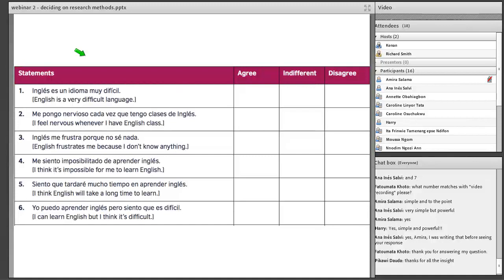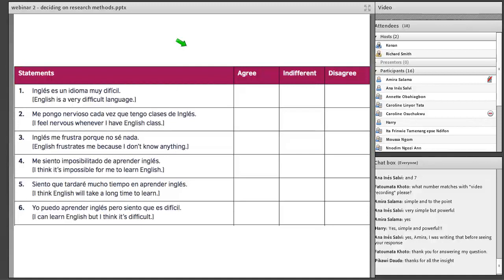English is a very difficult language. This one is about motivation, about English in general. That's what the teacher is interested in. Number 3, English frustrates me because I don't know anything. Number 4, I think it's impossible for me to learn English. Number 5, I think English will take a long time to learn.